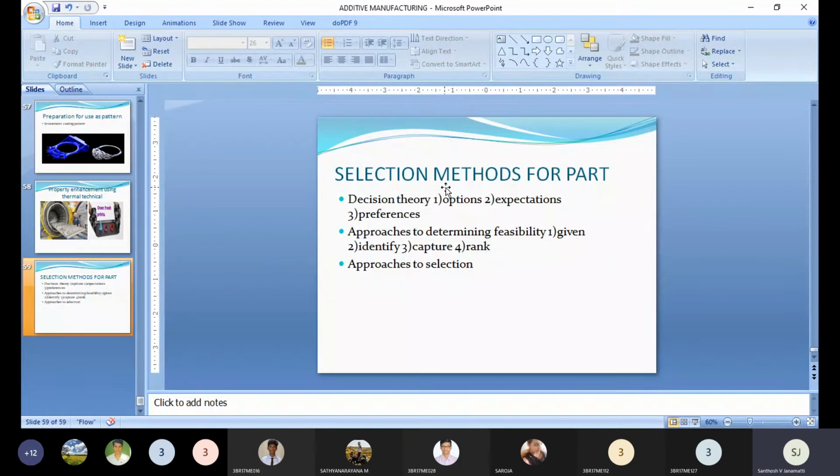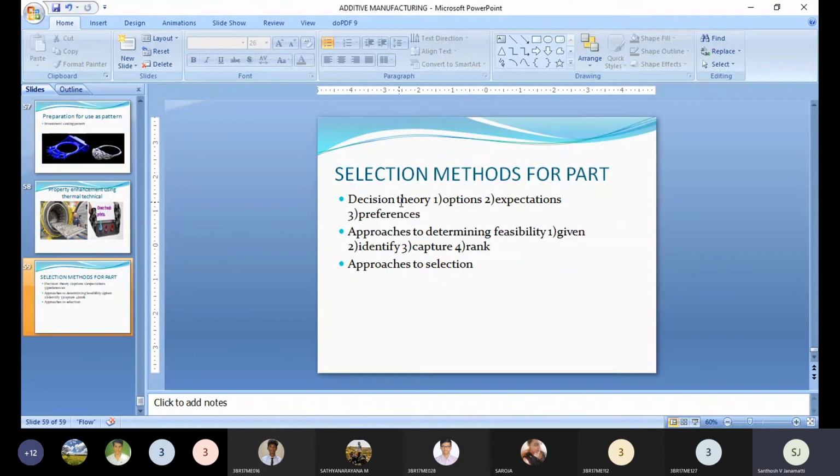This selection method for the part includes decision theory between the customers and the engineers, and options. We have to create options. We cannot pick only one process. We have to take some alternate machines and alternate methods. Suppose something unfortunately happens with the first option, then we can take the second option. So decision theory involves options, expectations, and preferences.